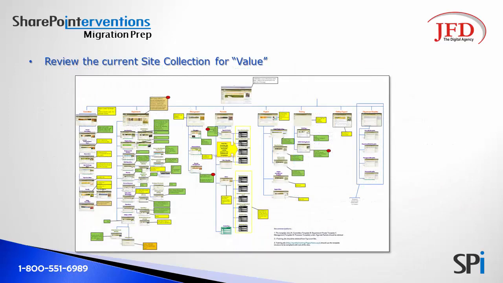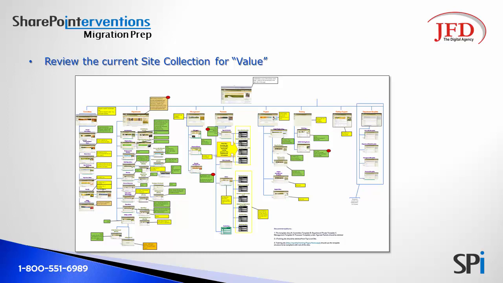The next step is to review the current site collection for all of the items that need to be moved into the new intranet. We normally do this by creating a site collection blueprint of the current intranet and then annotating it with the information as to what stays, what goes, and for the items that stay, where they should end up in the new intranet.